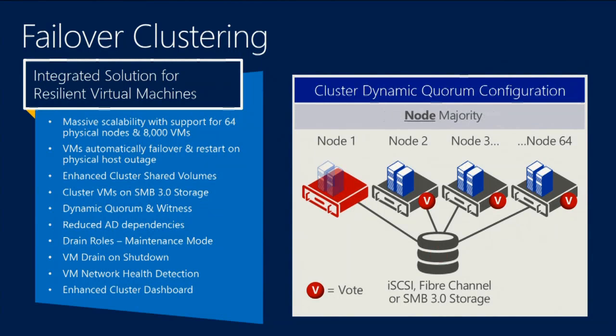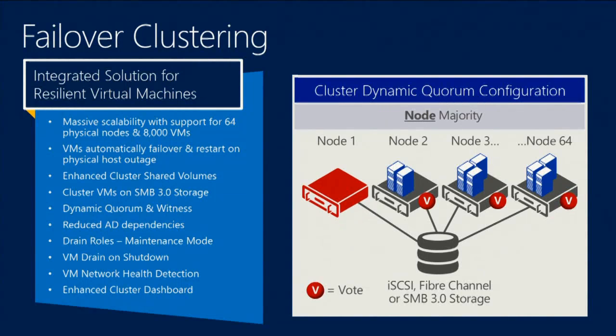However, if we were to lose a significant number of nodes, or just one in this case, we will automatically bring those VMs online, but we will also automatically adjust the quorum configuration to match the new number of nodes. So notice that the witness disk no longer has a vote, and just the hosts have a vote. So we've moved to node majority.